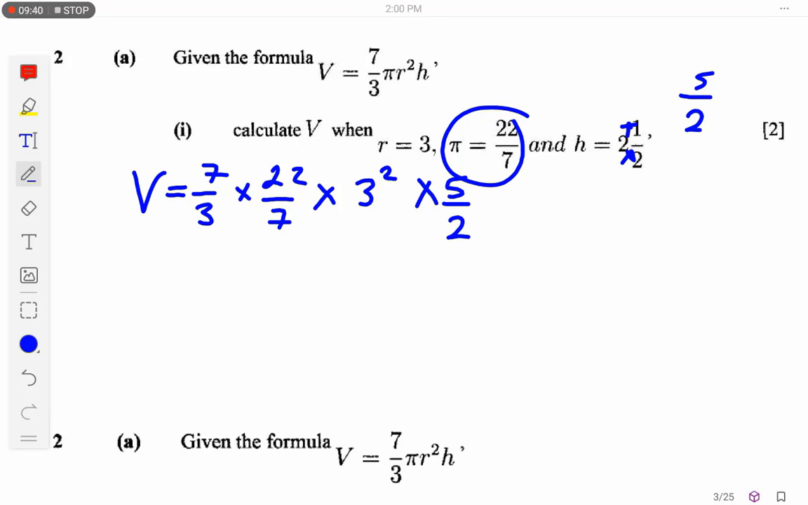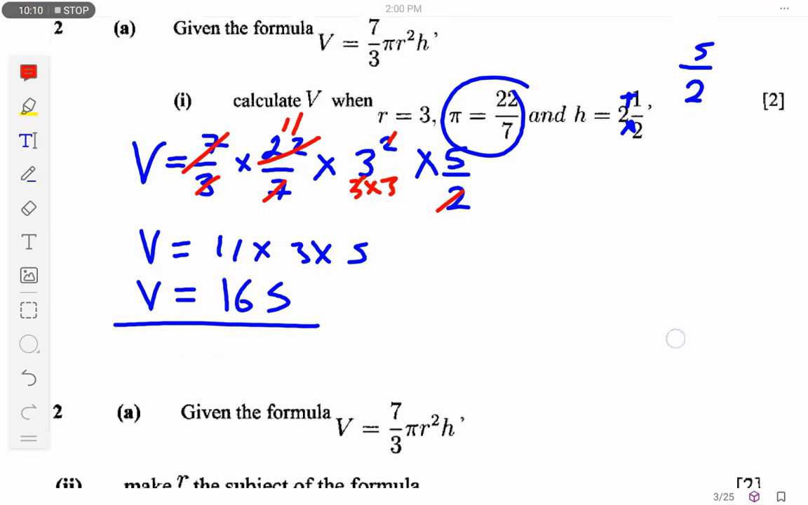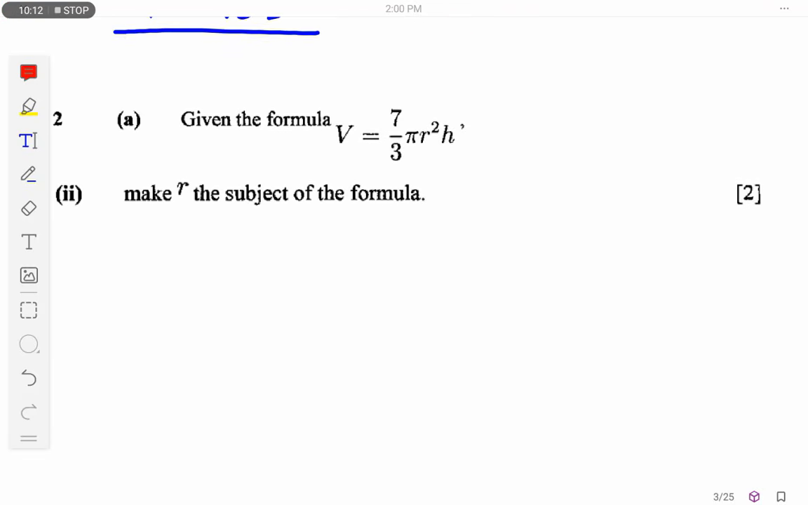Now it's a matter of simplifying. If I want to simplify, this squared will cancel off the square part because it's just like 3 times 3 here. I'm cancelling 3 by this 3, 7 and 7, 2 here, 11, and what else? So I will remain with V is equal to 11 times 3 times 5 is my answer there. So V is going to be 33 times 5, that's 165. Okay, so that's the value of V there. Let's move on to the next question.